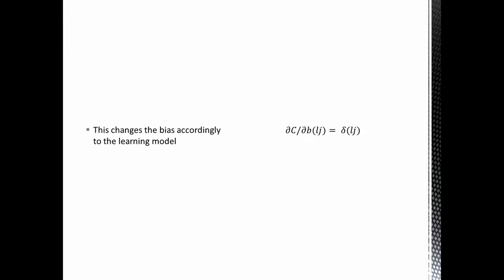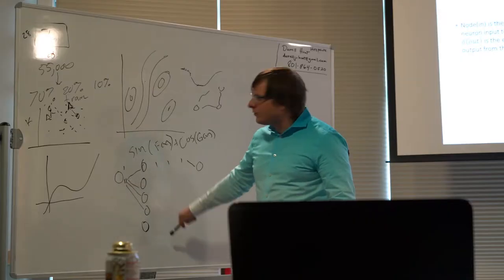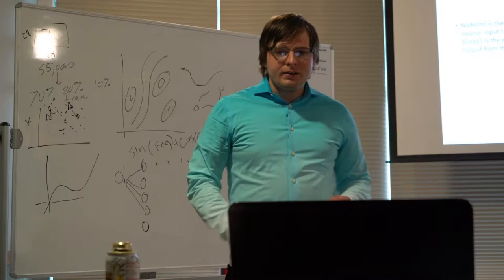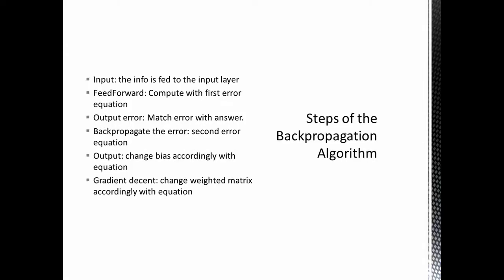This changes the bias figure according to delta Lij, which we know from a previous function. And this one changes the weight of the function using the node from the one before, the k, times how many times it connects. K is how many it connects, so 1, 2, 3, 4, that's all k. And then delta Lij, which has already been explained.